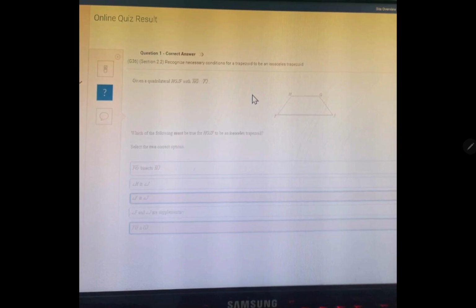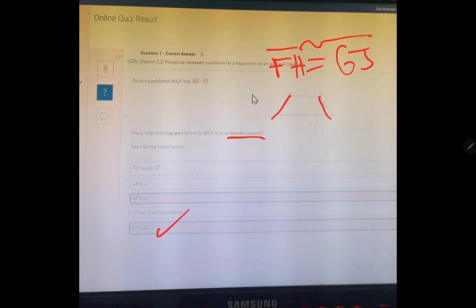So first of all, which of the following must be true for HJGF to be an isosceles trapezoid? Isosceles trapezoid means that this side and this side have to be parallel and congruent, okay? So that means FH has to be congruent to JG, okay? This is one of the options.